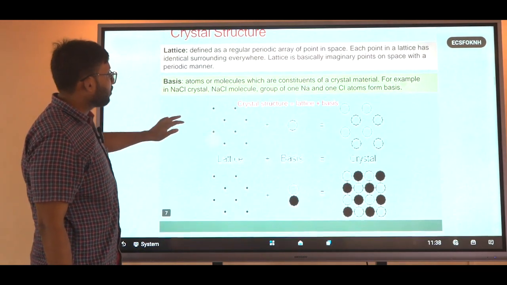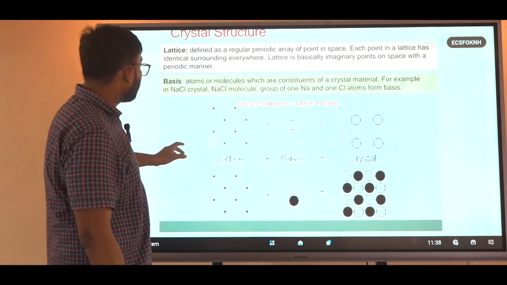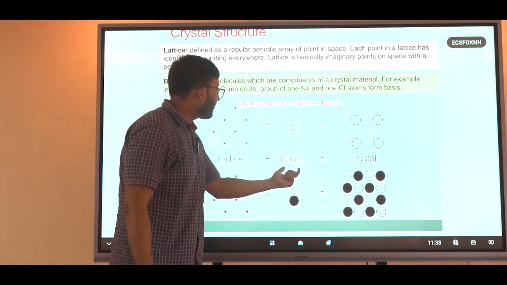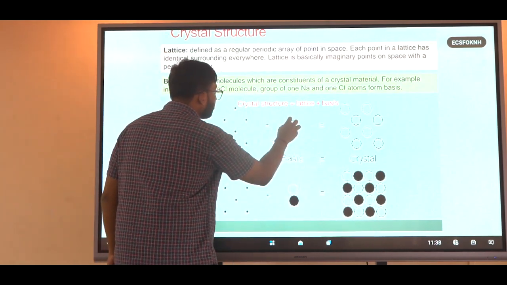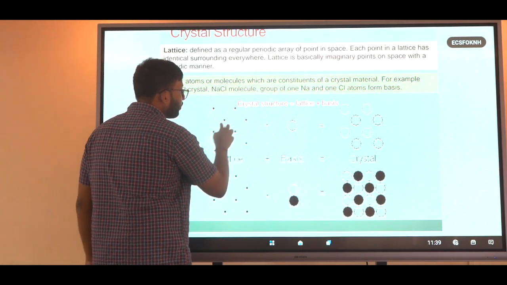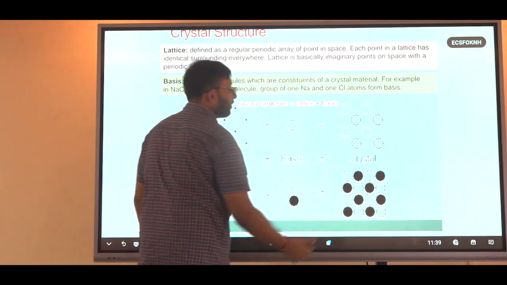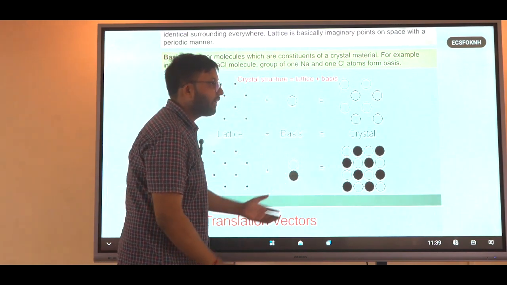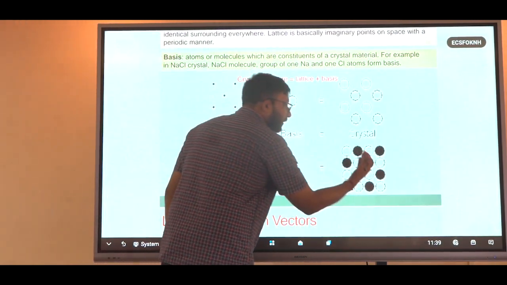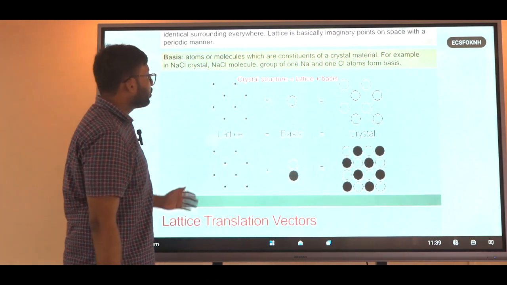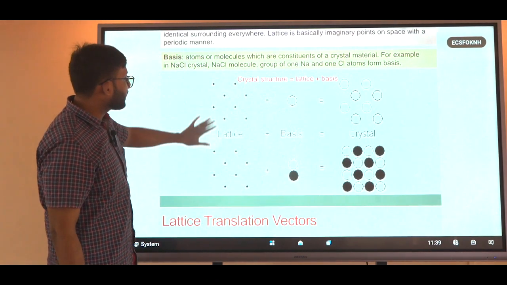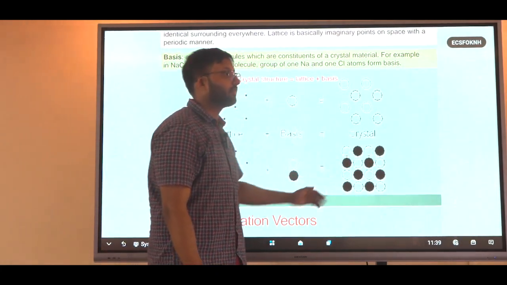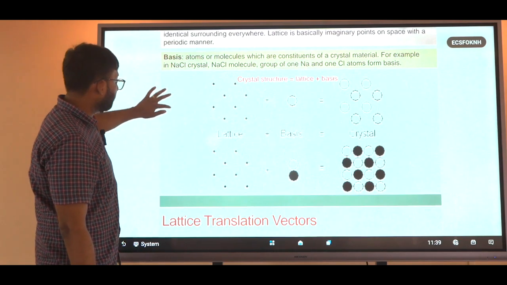So if you want to imagine, you can think of these lattice points. These are imaginary points and this is my basis. I have to put each of these bases on these imaginary points. If I do so, then I will get the crystal. If I put a different basis on the same lattice, then I will get a different crystal structure. You can see my lattice is the same in both cases, but due to the difference in basis, I am getting a different crystal structure. Okay, so I think this point is clear.